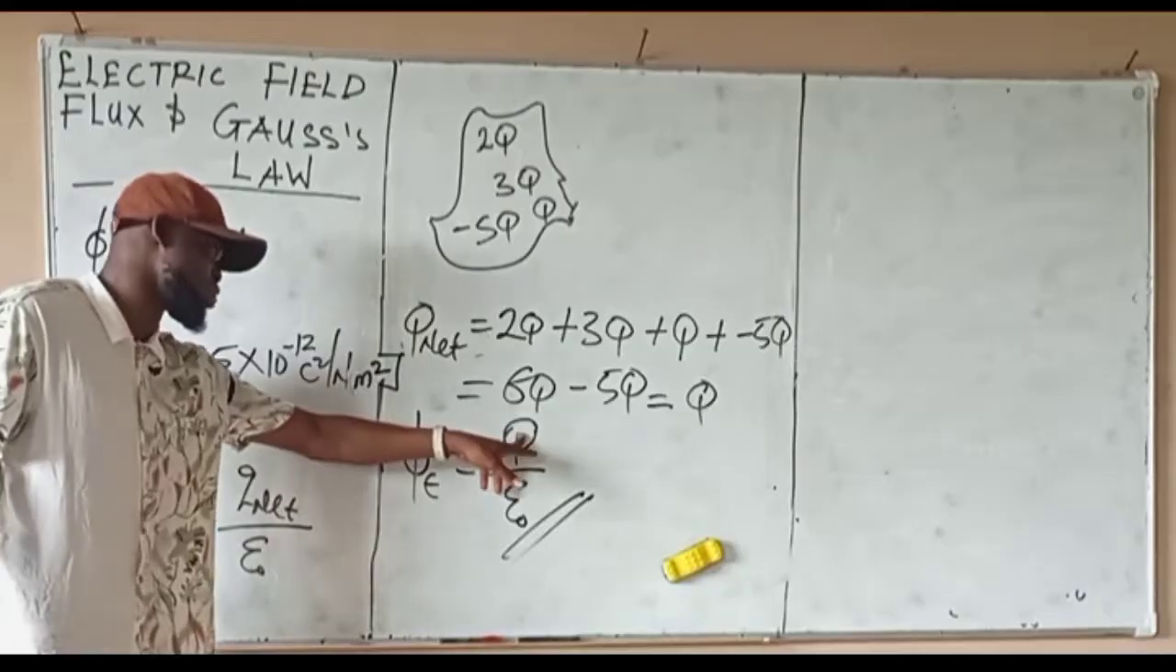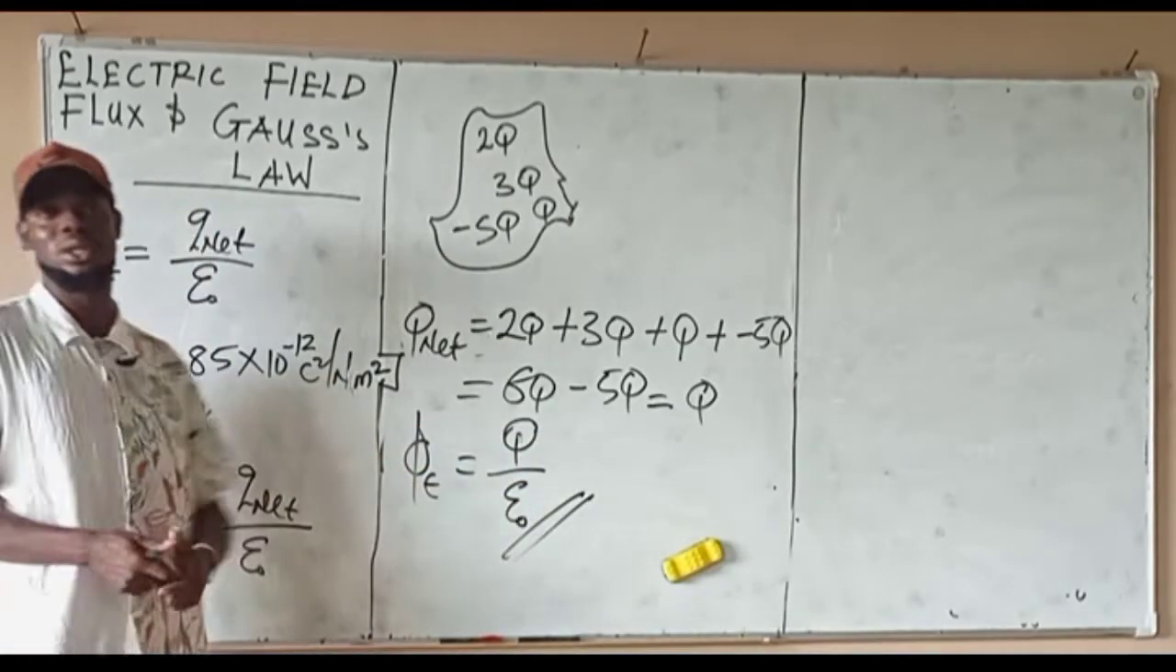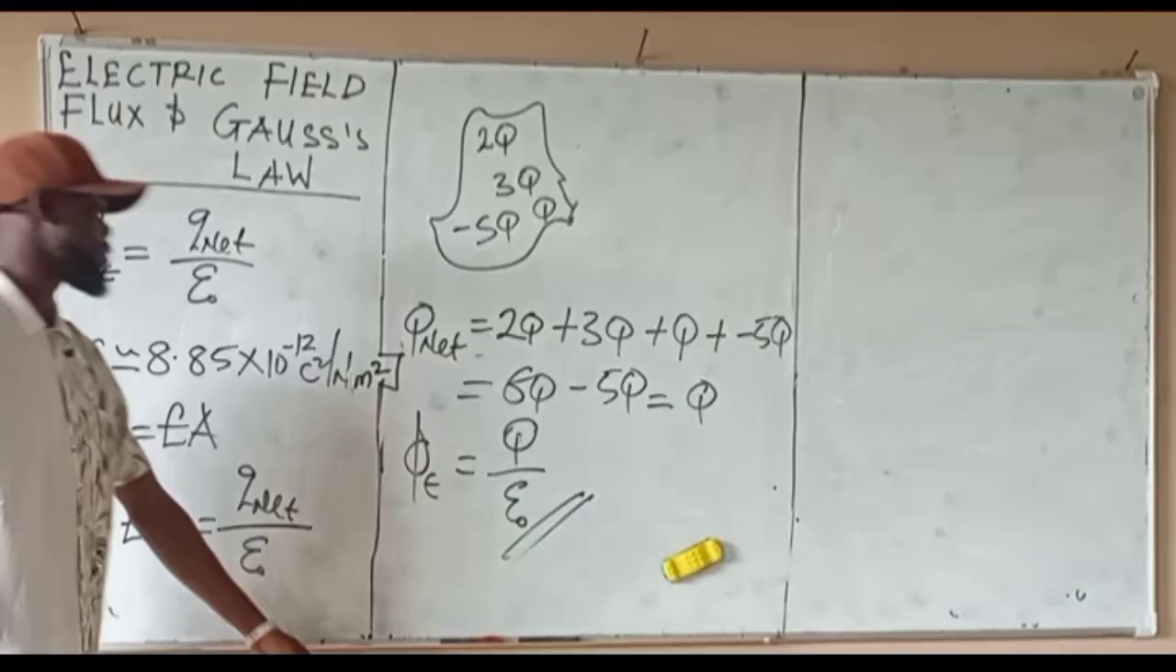So, since the value of Q is not given, it's better you don't leave the epsilon naught that way. So, this will be the total flux leaving the surface.